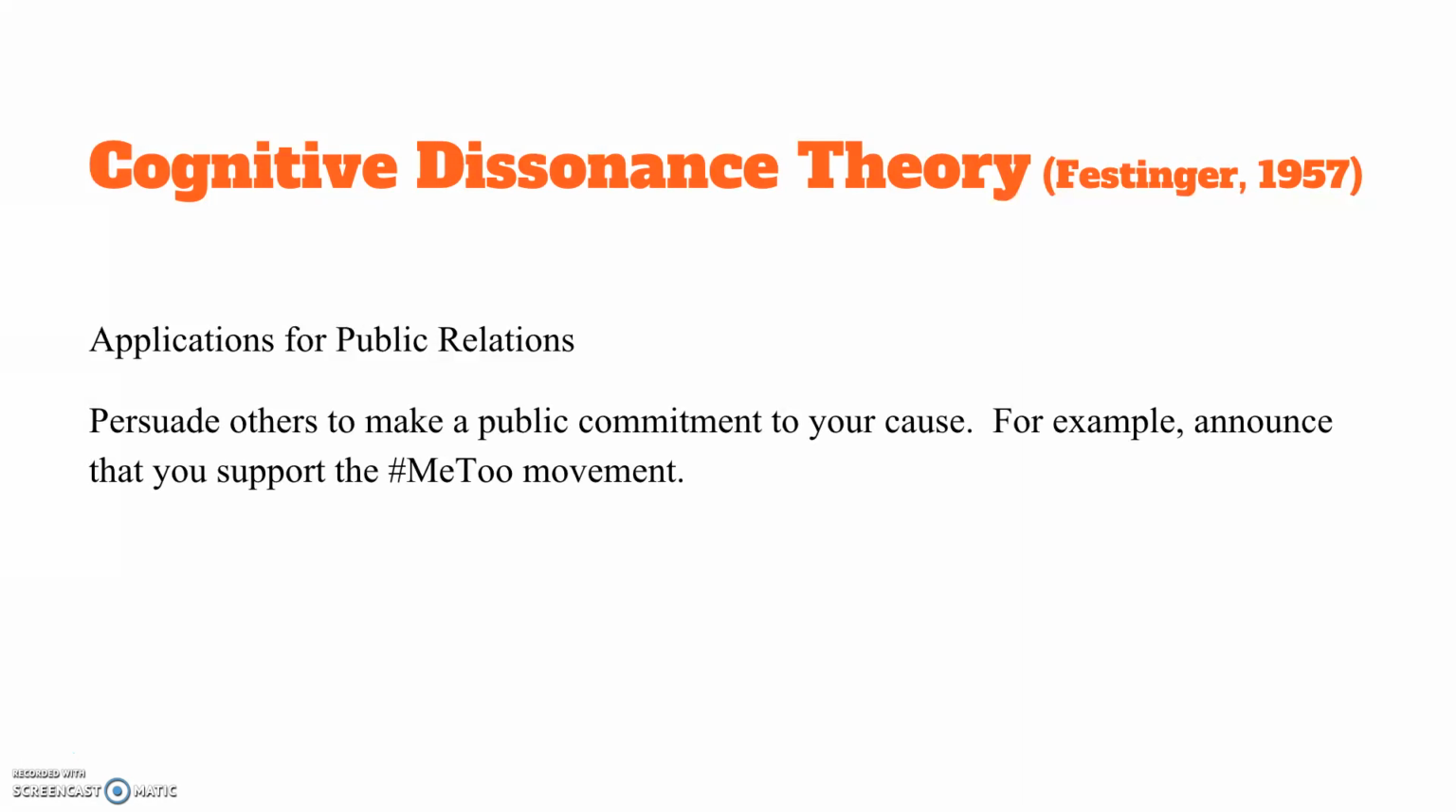Okay. So there's lots of ways you can apply this to public relations. Here's just one. So maybe you want to persuade others to make a public commitment to your cause. So for example, you want people to announce that they support the Me Too movement. So if I publicly declare that I support the Me Too movement, maybe if I'm in a situation where I could take advantage of someone else, I wouldn't do that because I'm saying, you know what, I am a supporter of the Me Too movement. I think of myself as a responsible adult and obviously, I'm not going to take advantage of this other person when I'm in this situation. So it really can help people to start to change their behavior to reduce their dissonance.